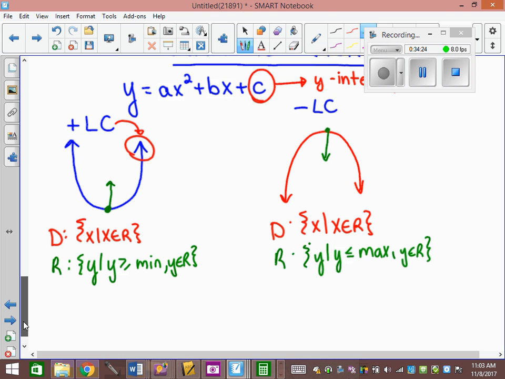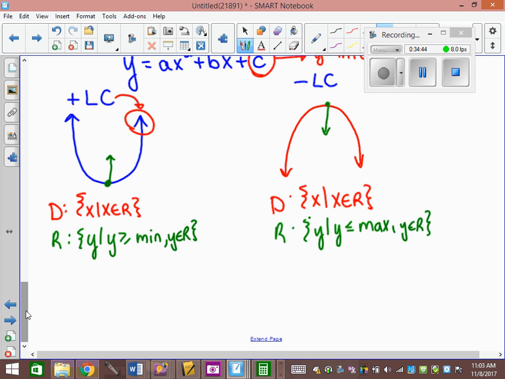All right. So we're going to go through some examples. So for the first one where it's concave up, I know that I have to give you an example with a positive coefficient. So I'm going to give you y equals x squared minus 3x plus 2. So type that into your y equals, please.